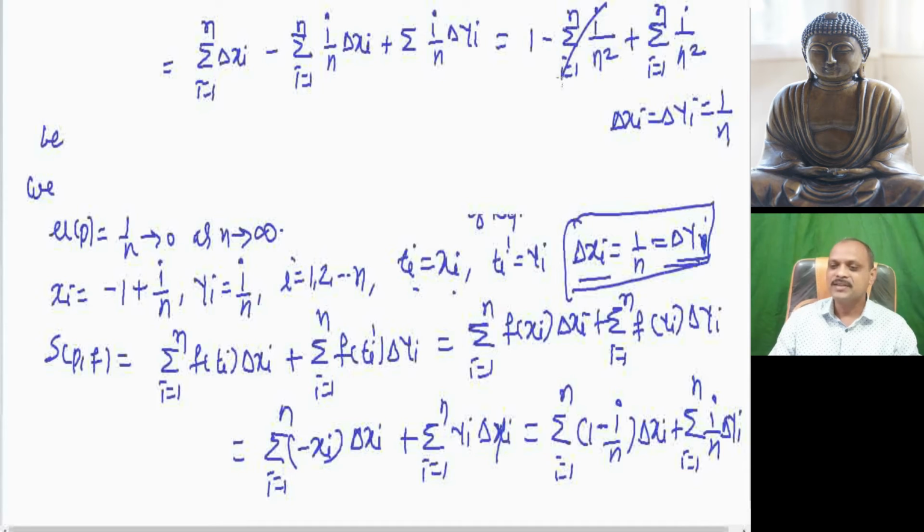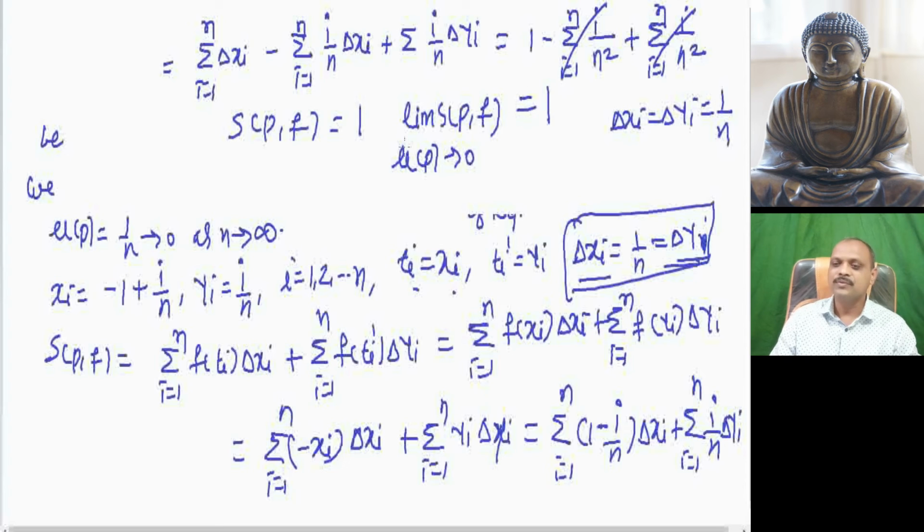But look at this: this is negative and this is positive, the same value, and they cancel, and we have S(P, f) equal to 1, a constant value. For this constant value, the limit of S(P, f) as mu of P tends to 0 is equal to 1. As mu of P tends to 0 is equal to 1, we have this integration from -1 to 1 of mod of x dx equal to 1.